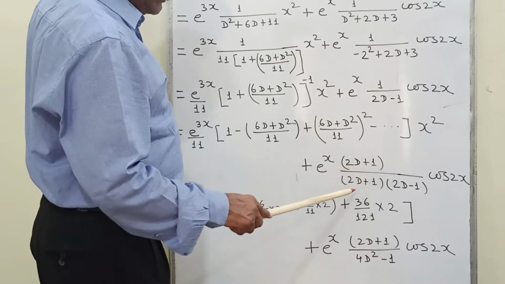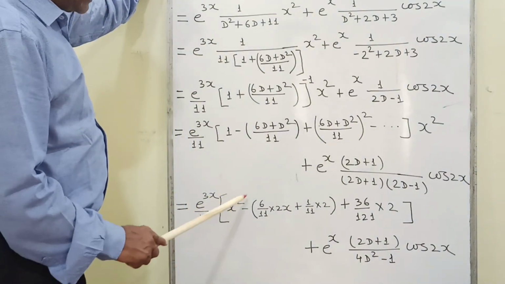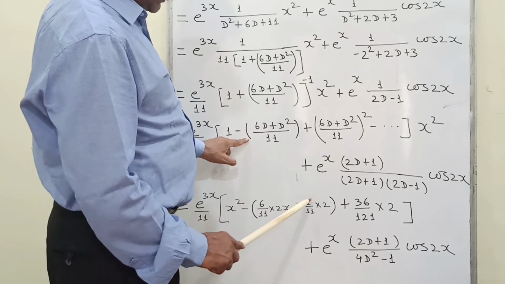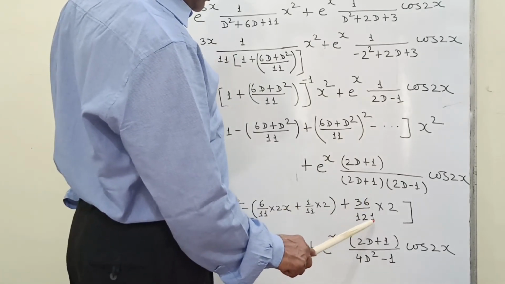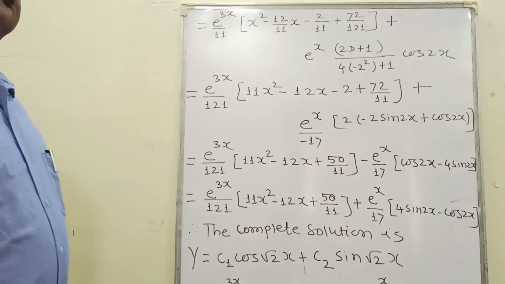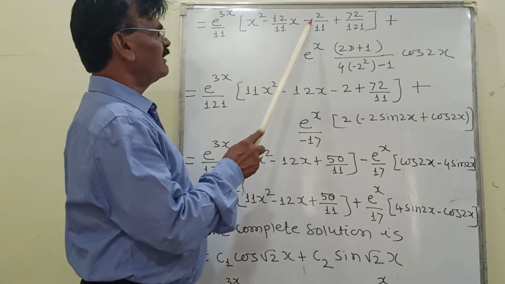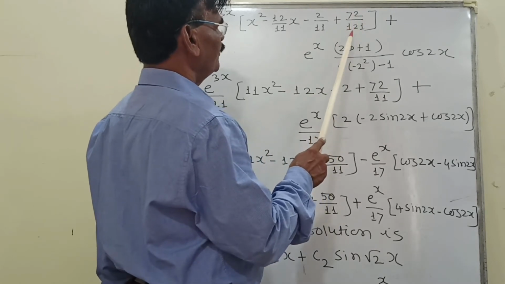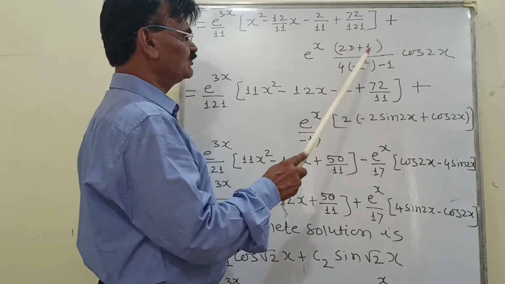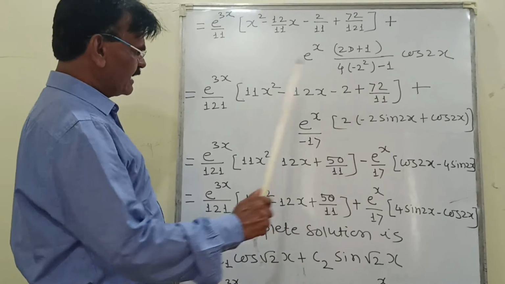Plus e^x (2D + 1)/((2D + 1)(2D − 1)) cos 2x, which is equal to e^(3x)/11 times (x² − 6/11 · 2x + 1/11 · 2 + 36/121 · 2) plus e^x (2D + 1)/(4D² − 1) cos 2x, which is equal to e^(3x)/11 (x² − 12/11 x − 2/11 + 72/121) plus e^x (2D + 1)/(4(−2²) − 1) cos 2x, which is equal to multiplying by 11 and dividing by 11.